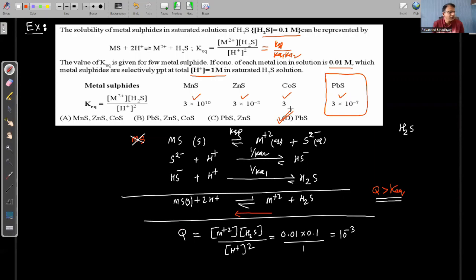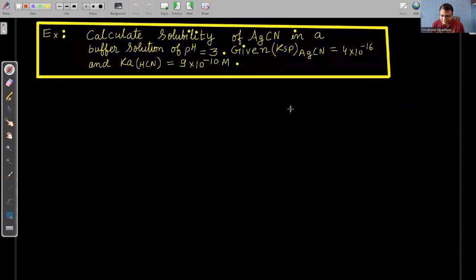So PbS will form the precipitate. This is the third example, very common in exams. So already I think this example was asked in JEE Advanced, right? So let us discuss this.